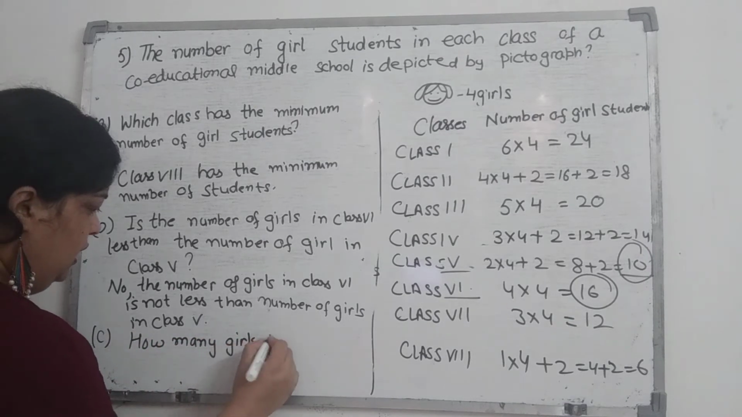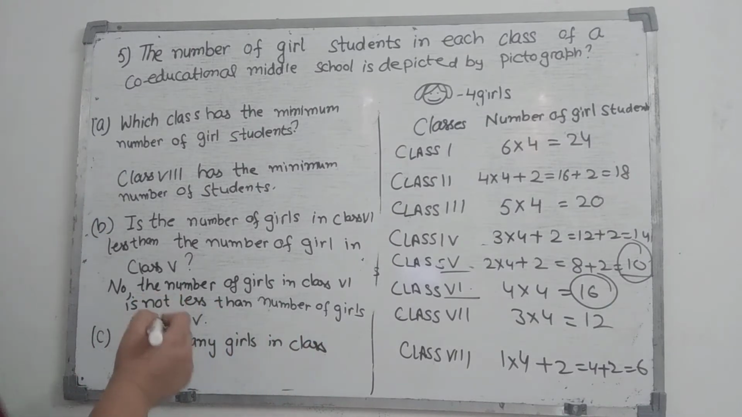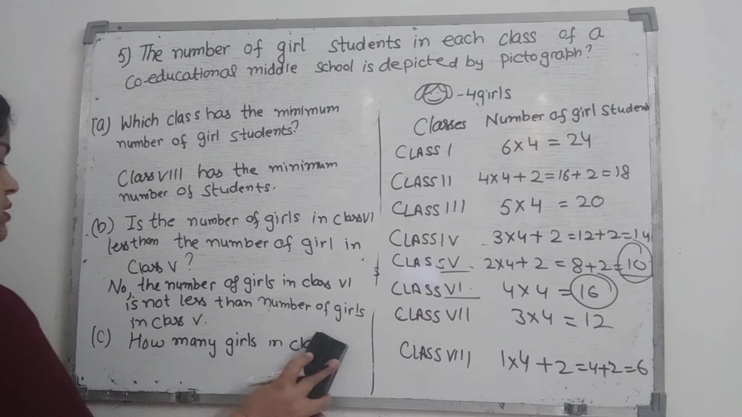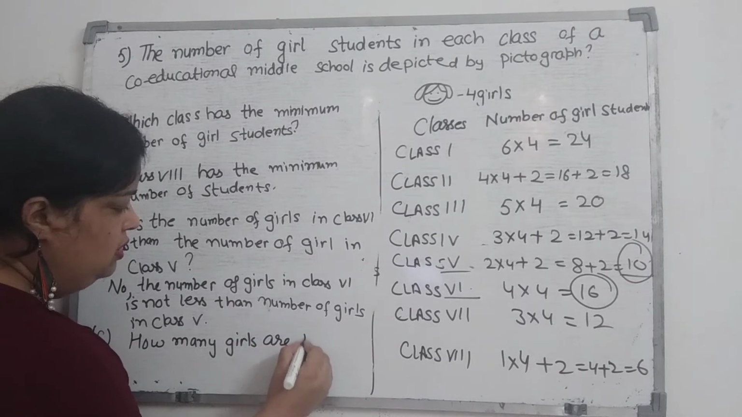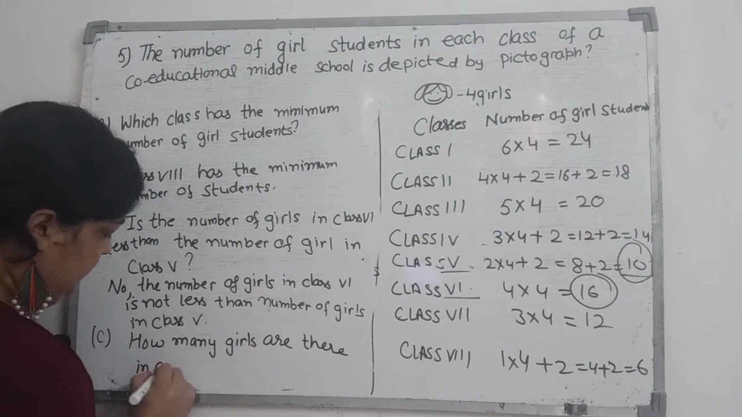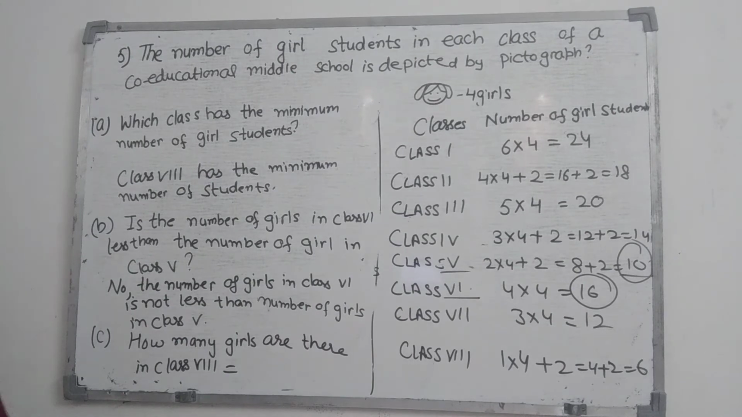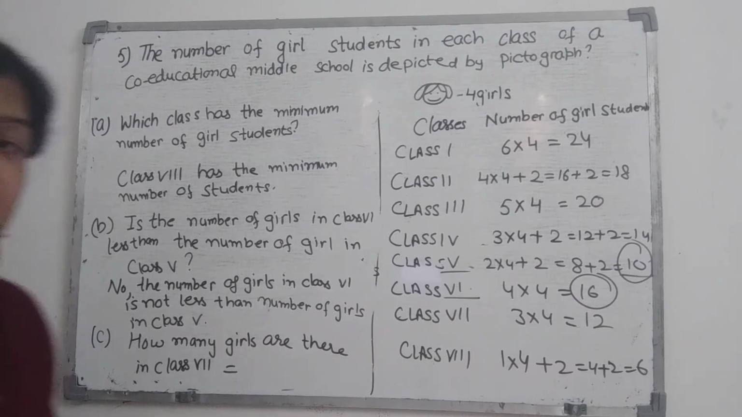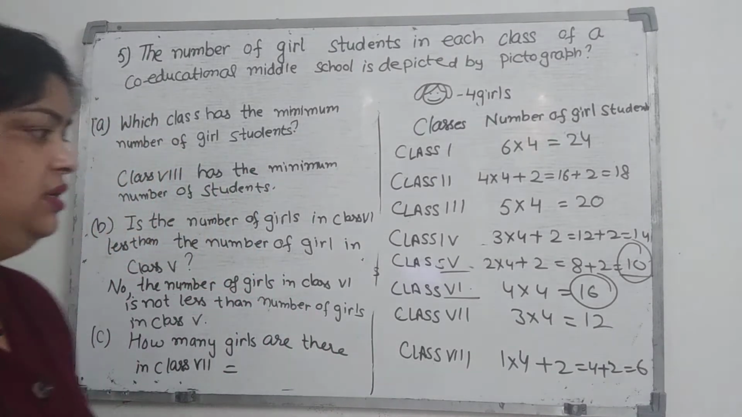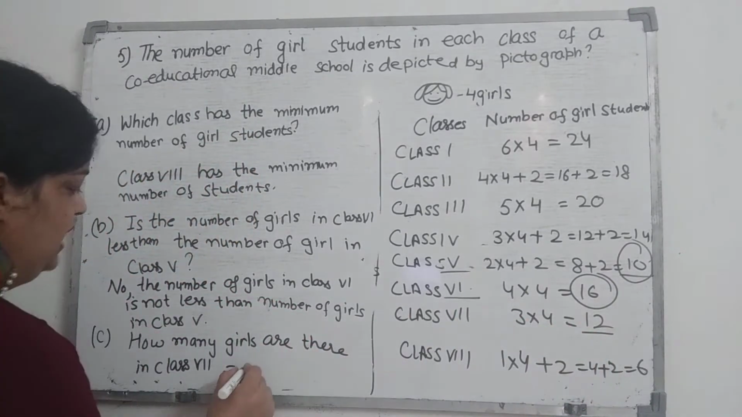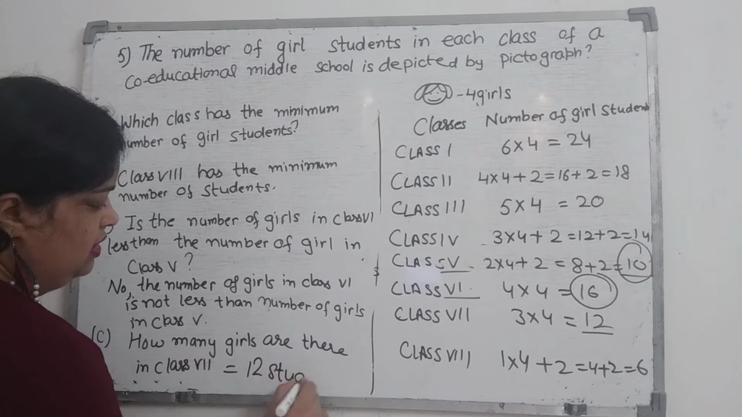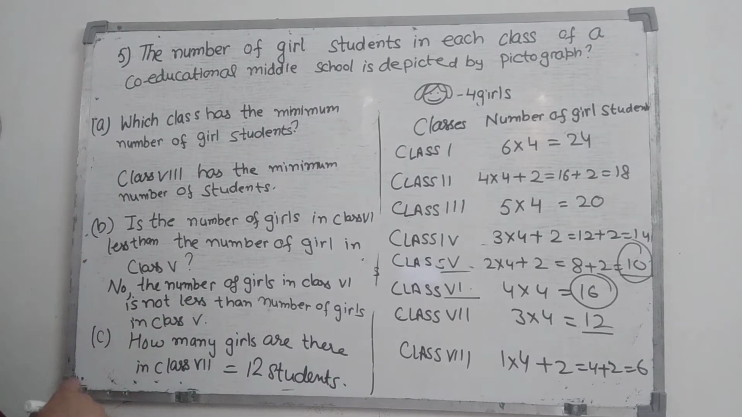Last question is, how many girls are there in class 7? I think you can easily check and tell me. Yes, tell me. How many girl students does class 7 have? Yeah, you all are brilliant students. You can easily tell me. Yes, it is 12. So we'll write over here 12 students. I hope it's clear to you.